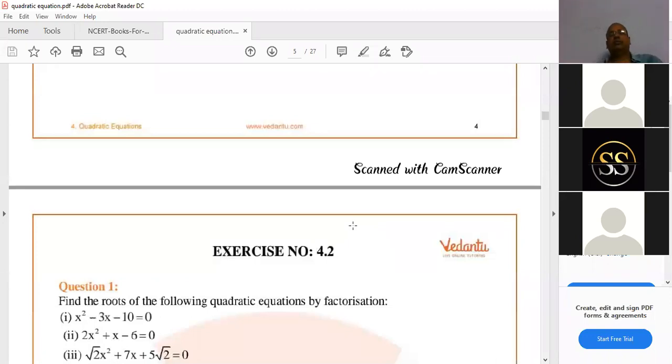Anything more? Mohan Kumar. Mohan Kumar is there. Where is Mohan Kumar?